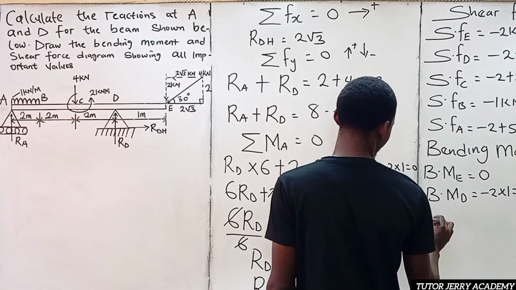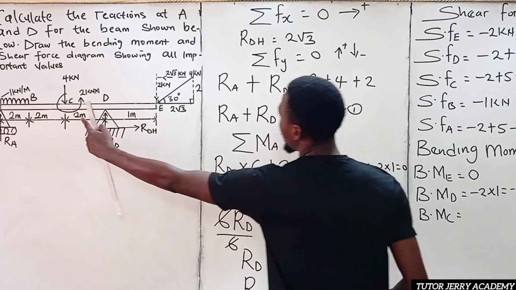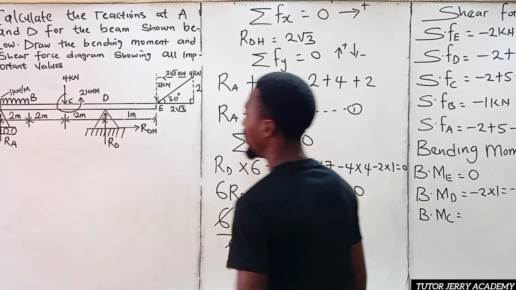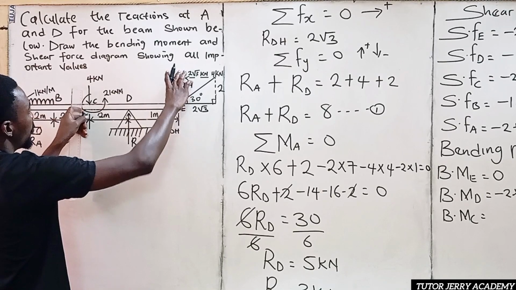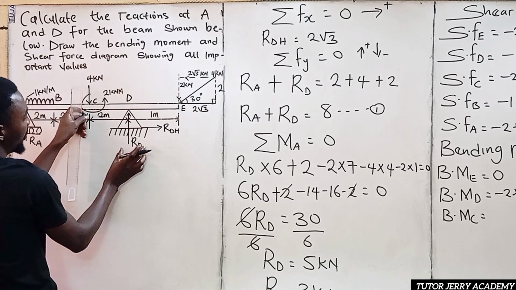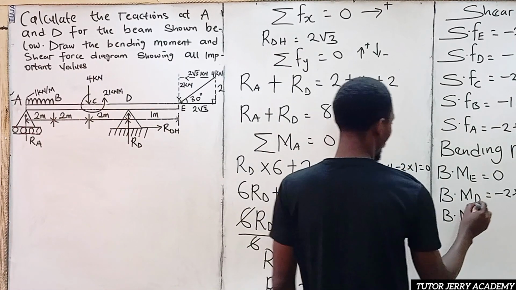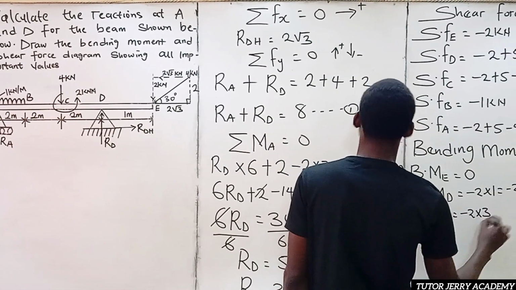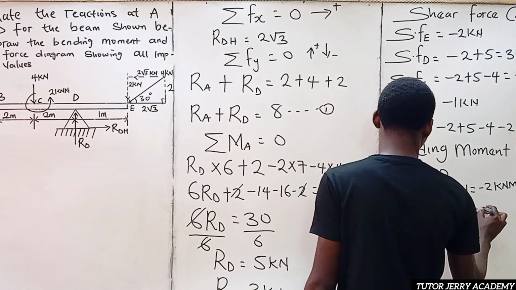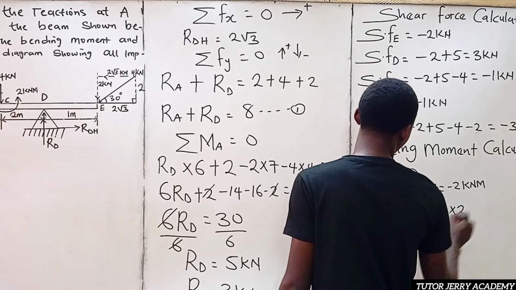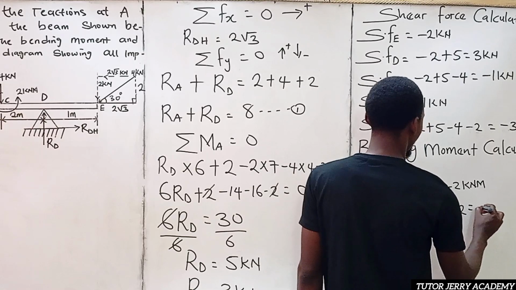Alright. So if you stand at point C, the bending moment at point C will be equal to, we have 2 moments at point C, so you have to be careful. So the first one is -2 multiplied by 3 plus R_D multiplied by 2. So -2 multiplied by 3. Then R_D, our R_D is 5, plus 5 multiplied by 2. So if you do this, what do you have? That is -6 plus 10. That is what? That is 4.